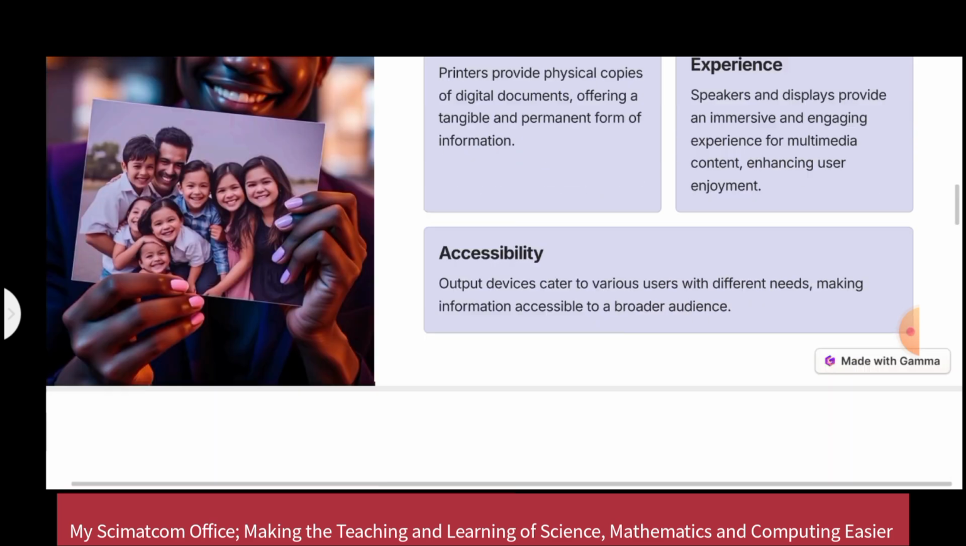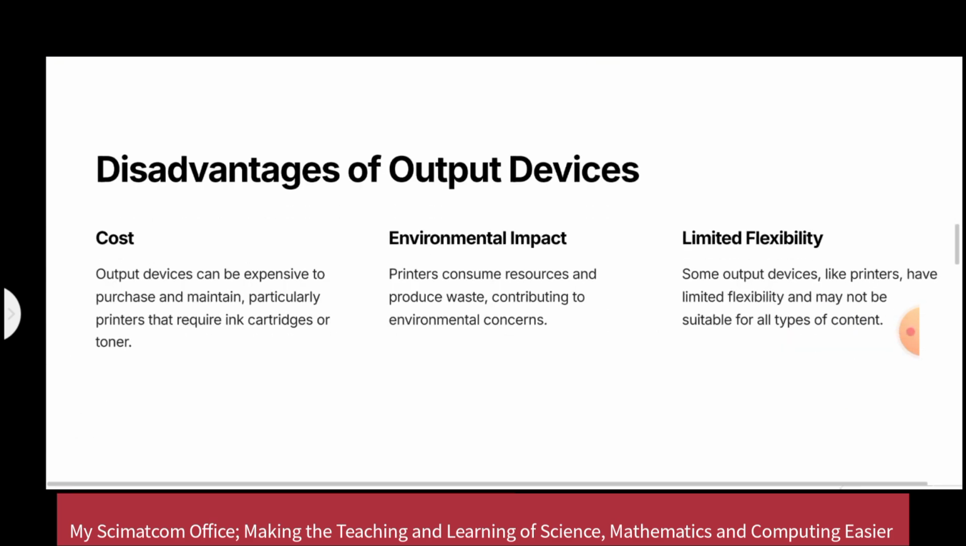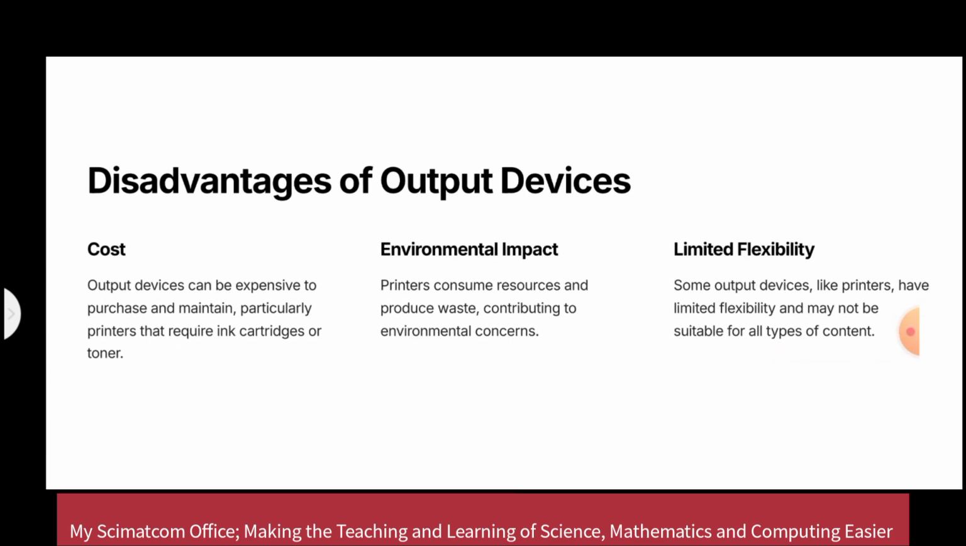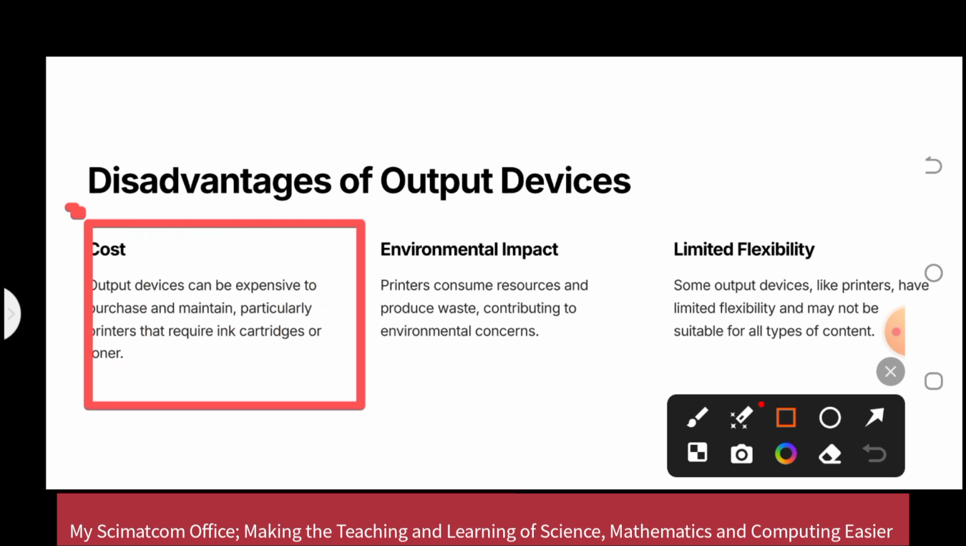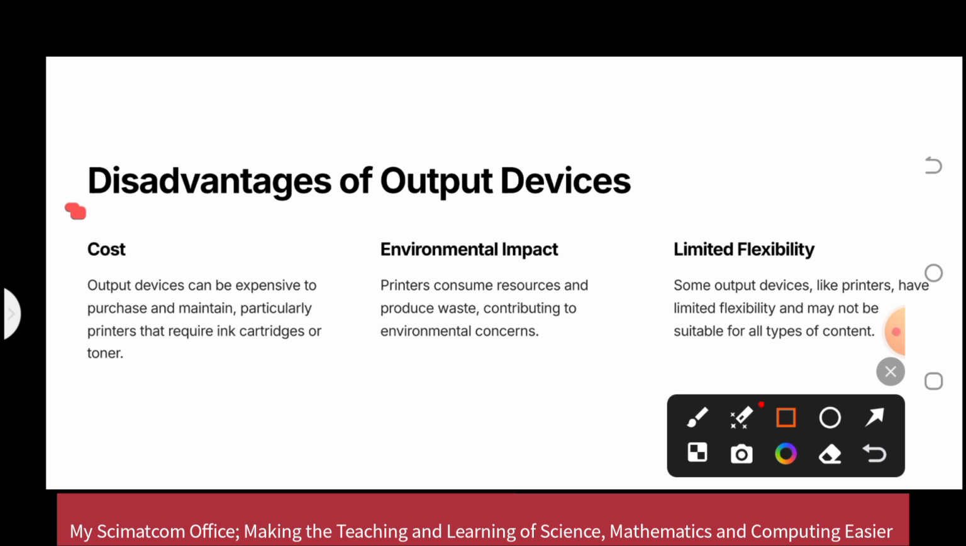As I said, every good thing has bad aspects. So let's come and see the disadvantages of output devices. When it comes to output devices, some are very expensive, and so the cost is a disadvantage, especially when it comes to printers like this. Output devices can be expensive to purchase and maintain, particularly printers that require ink cartridges or toner. With the printers, you would need to get a toner or ink cartridges, which is quite expensive. Some of the inks are even more expensive than the printer itself, just imagine.